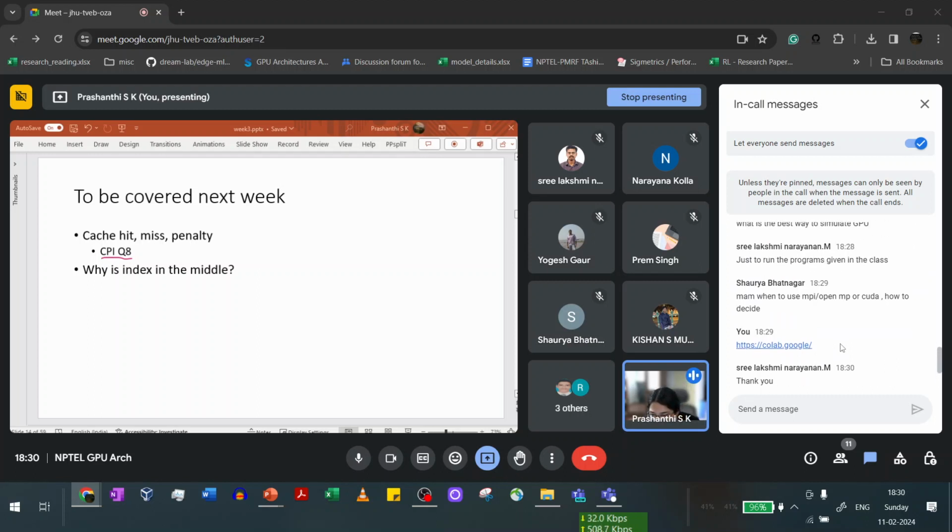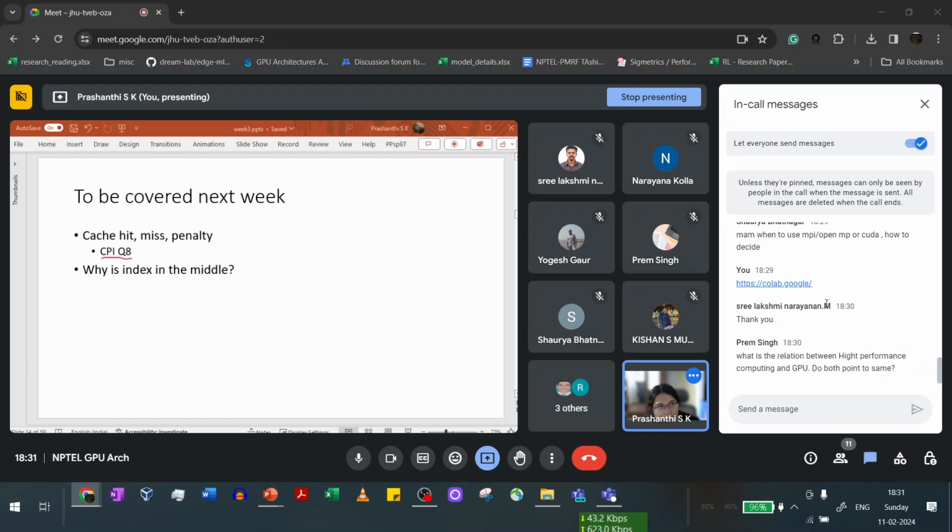Okay, when to use MPI or OpenMP or CUDA? Again, that's a good question. Let's take it up in the next session. Maybe giving you a few examples will help you understand. Okay, what is the relation between high performance computing and GPU? Do both point to the same thing?